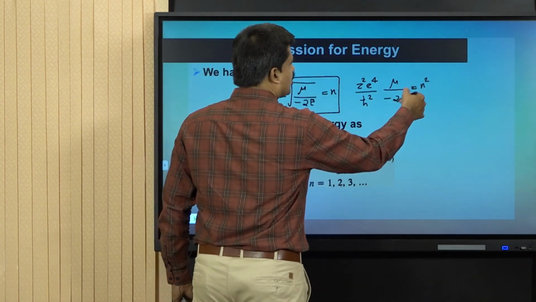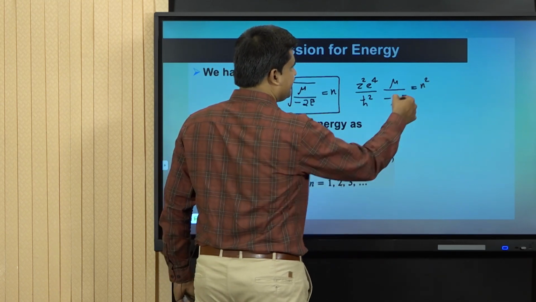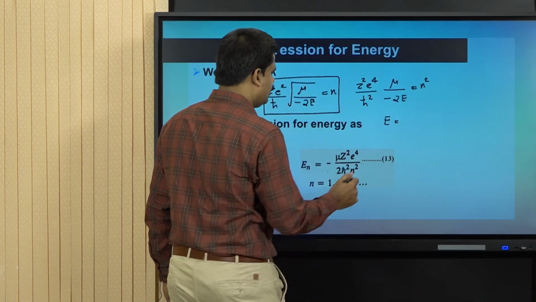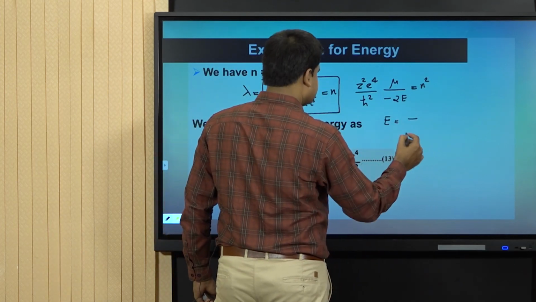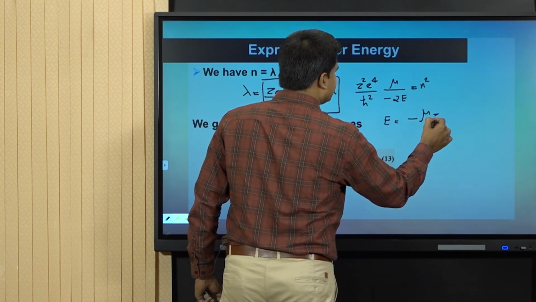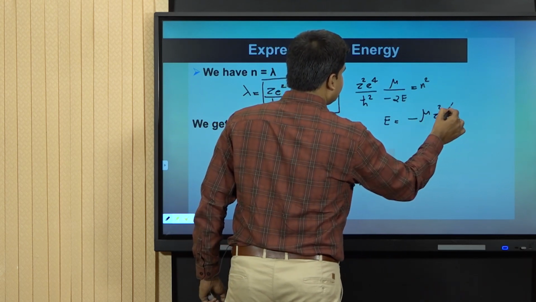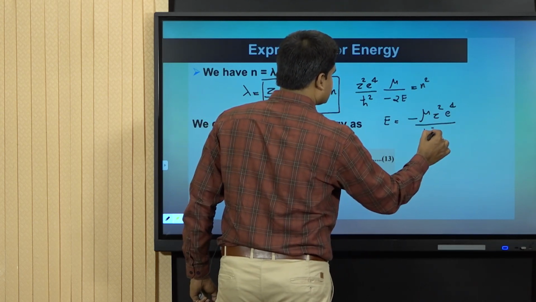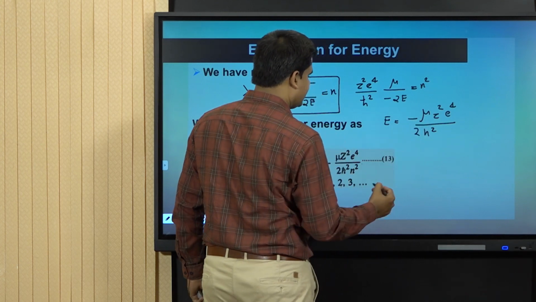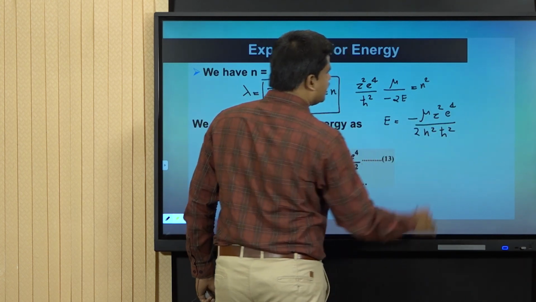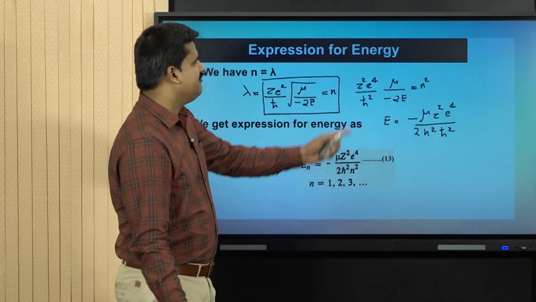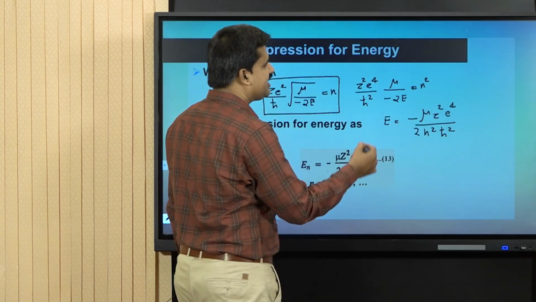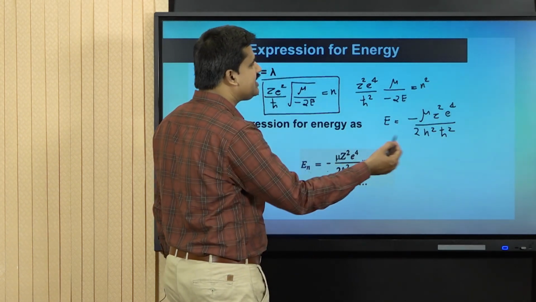Or on cross multiplying we will get the energy of the system, that is E is equal to minus mu Z square e raised to 4 divided by 2n square h cross square, where n represents the principal quantum number. The value of n ranges from 1, 2, 3, etc.